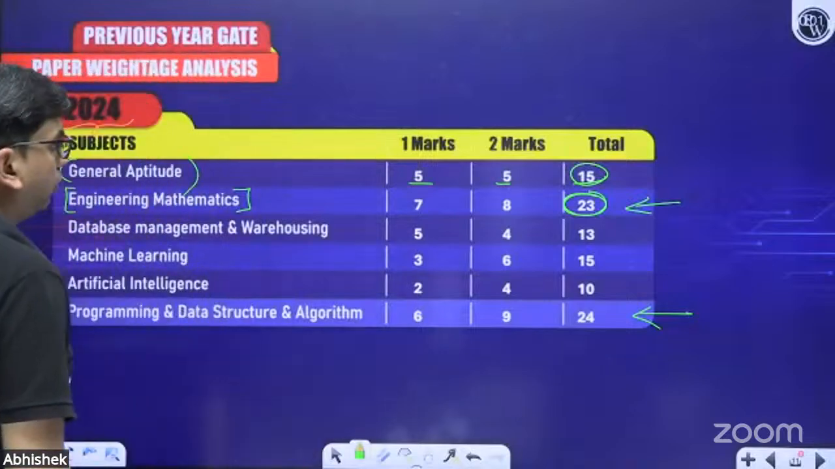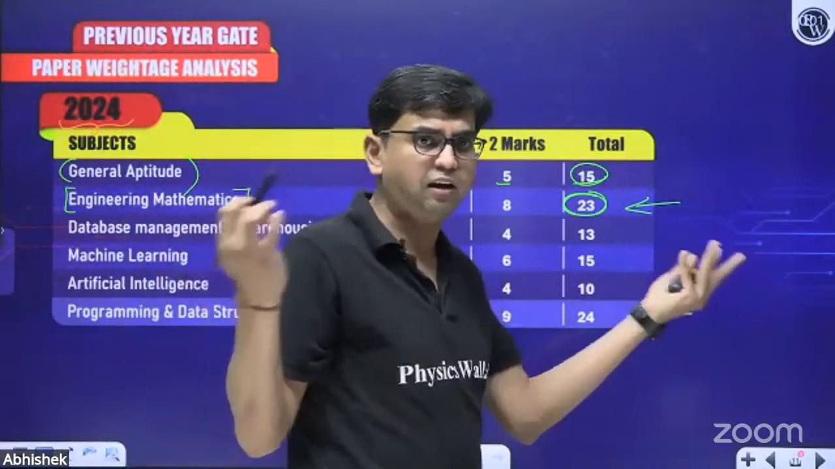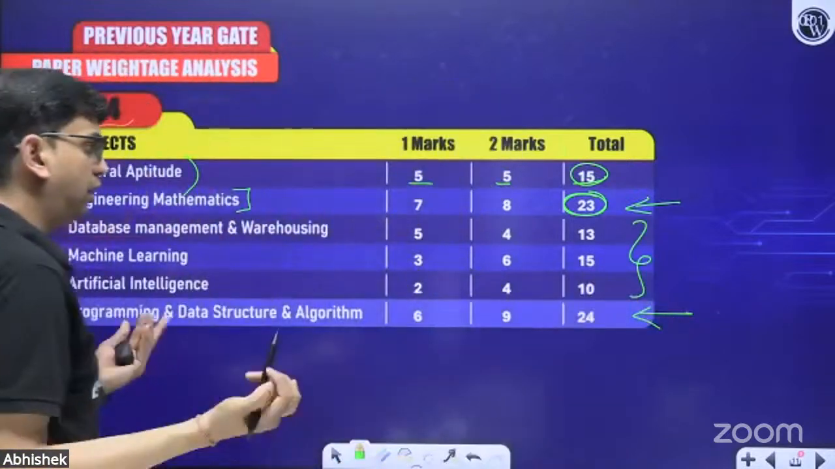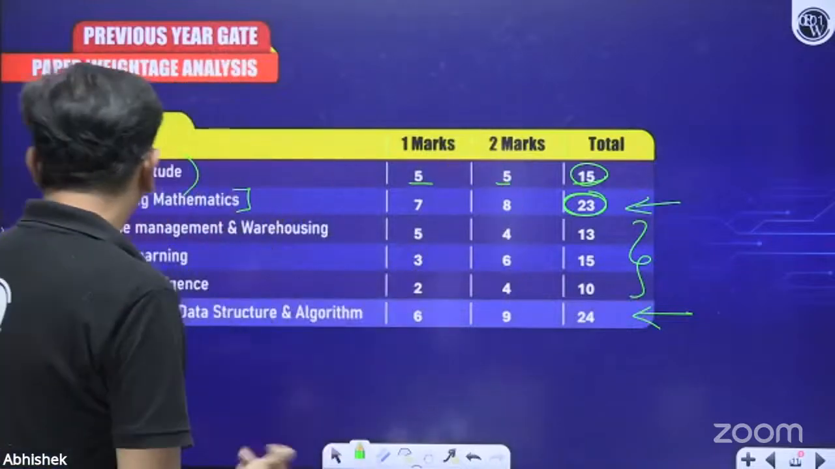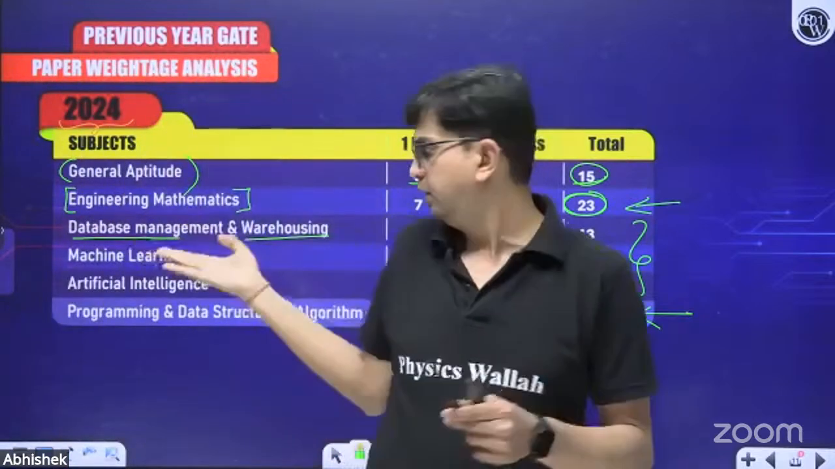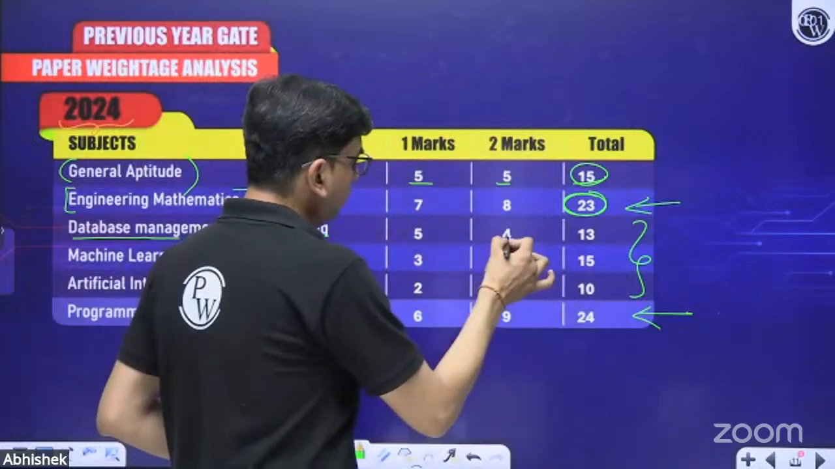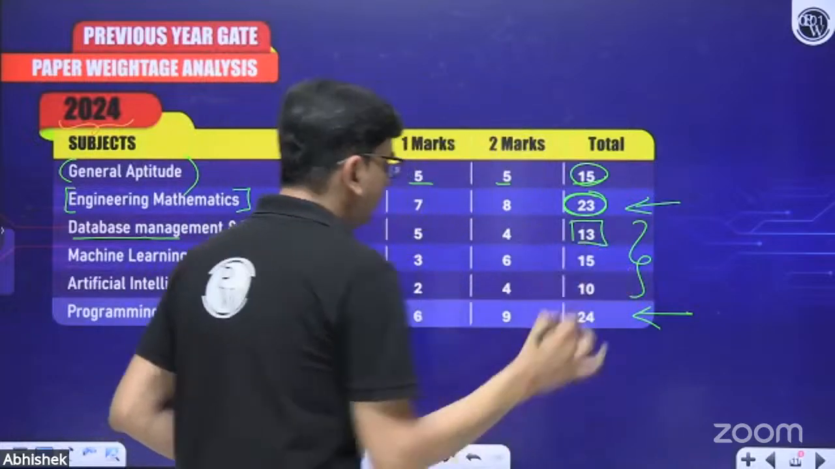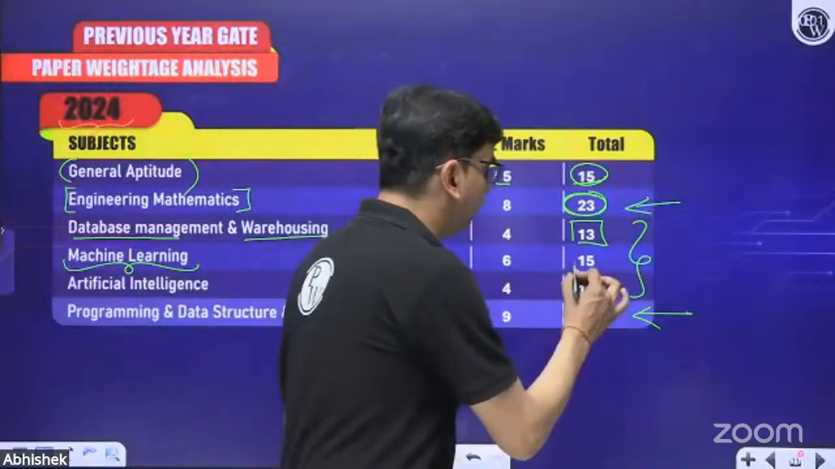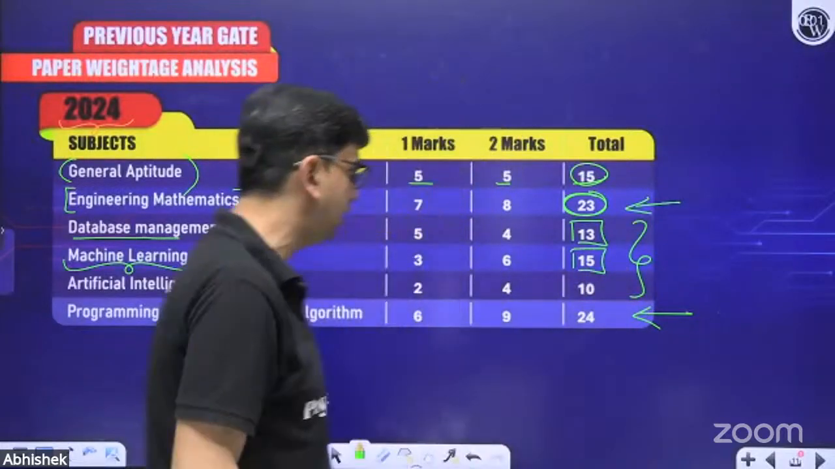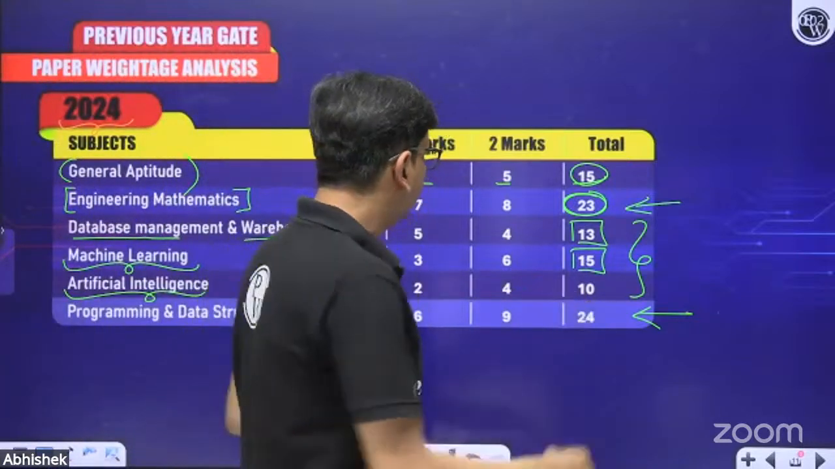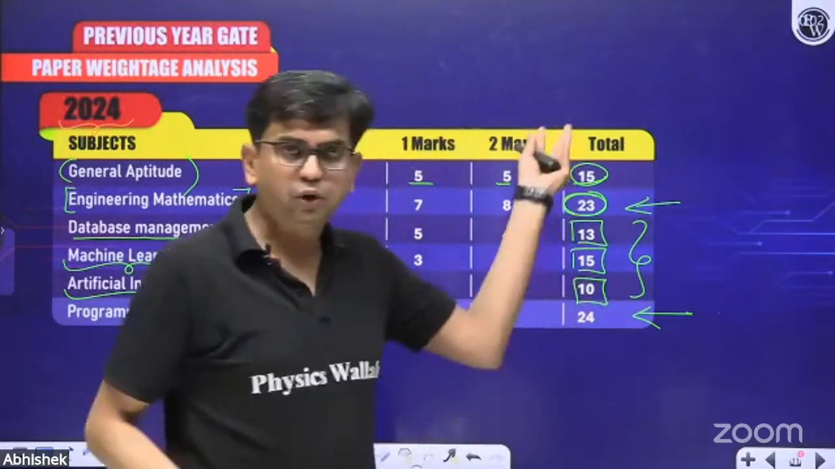Then if we talk about the remaining, general aptitude is 15 marks, that is fixed. In these three, you will see the overall weightage is approximately the same. Database management and warehousing: warehousing is not asked much, but database management has more questions. 5 1-mark, 4 2-mark, and 13 marks. Then machine learning: 3 1-mark, 6 2-mark, so about 15 marks, kind of in the same range. And artificial intelligence: 2 1-mark and 4 2-mark questions, so it's 10 marks. So accordingly you can see the weightage of last year.